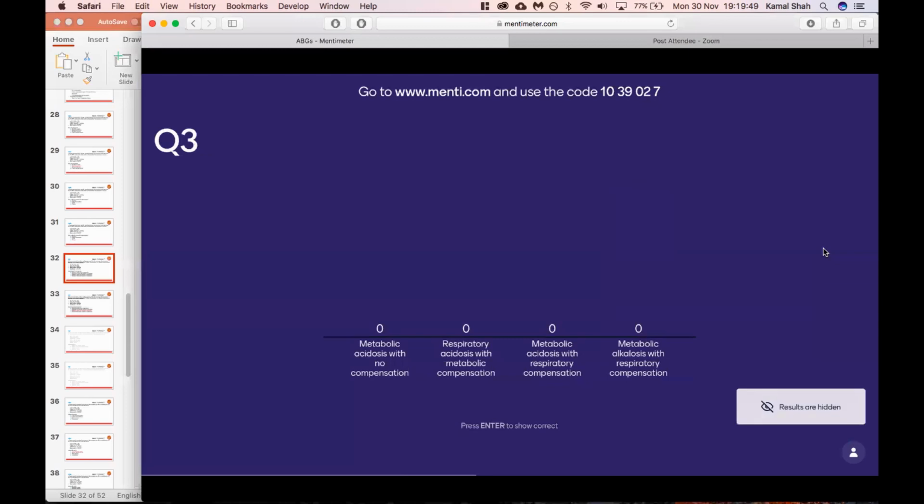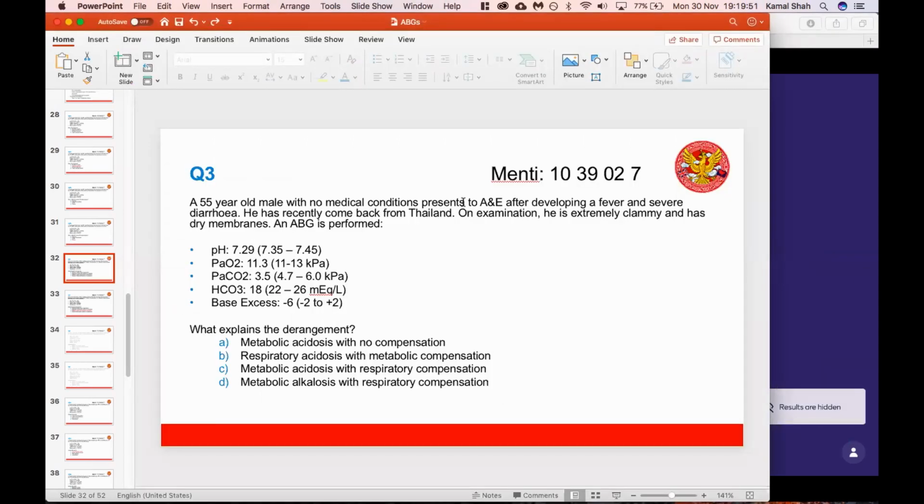Let me open it up. Cool. All right, question 3. We've got a 55-year-old male who comes back from a very, very nice holiday in Thailand, and he's developed a fever, some diarrhea. He's extremely clammy and has dry membranes. So he looks really, really unwell, so we're going to do an ABG on him. What is the abnormality here?